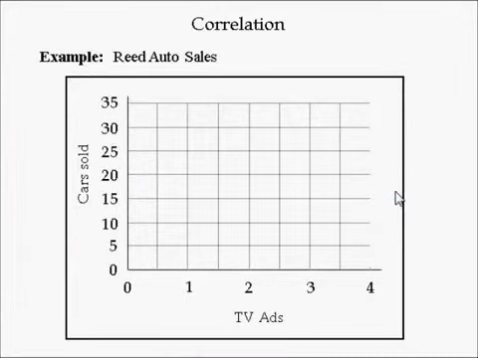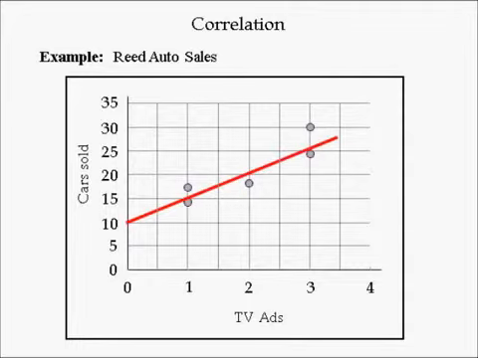The scatter plot of this data is graphed in the diagram below, which has the number of TV ads on the x-axis and the number of cars sold on the y-axis. In the first observation, the car lot ran 1 TV ad and sold 14 cars. Second observation, the car lot ran 3 TV ads and sold 24 cars. In the third observation, the car lot ran 2 TV ads and sold 18 cars. In the fourth observation, the car lot ran 1 TV ad and sold 17 cars. In the fifth observation, the car lot ran 3 TV ads and sold 30 cars.